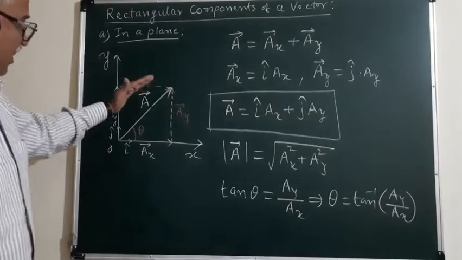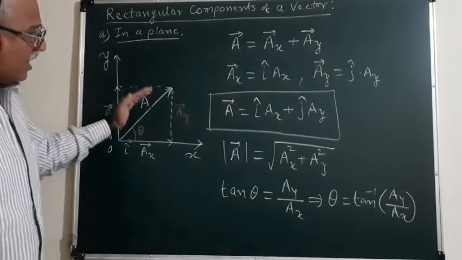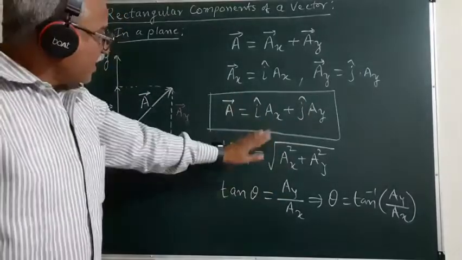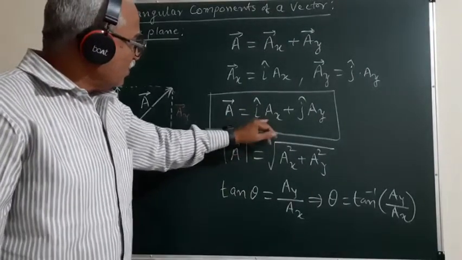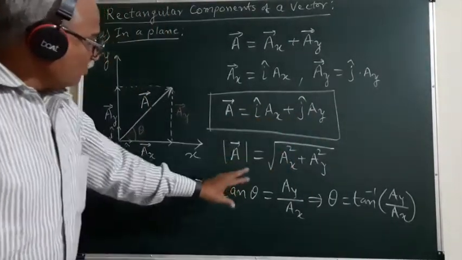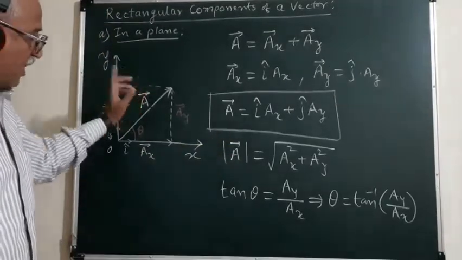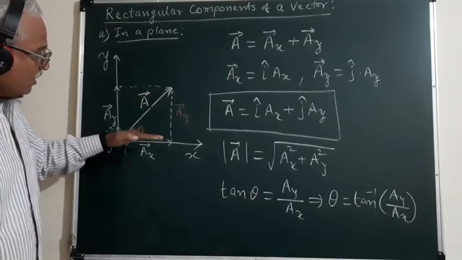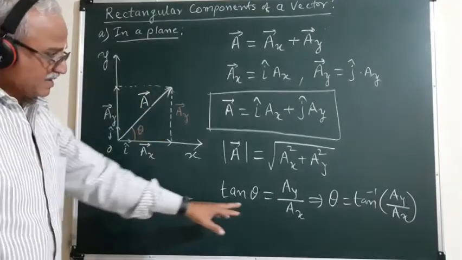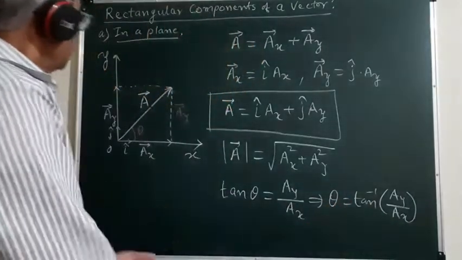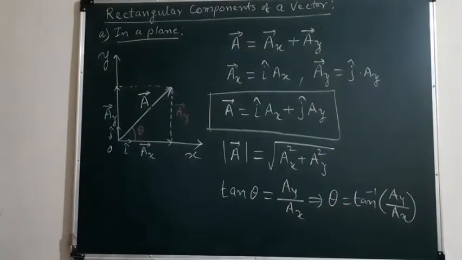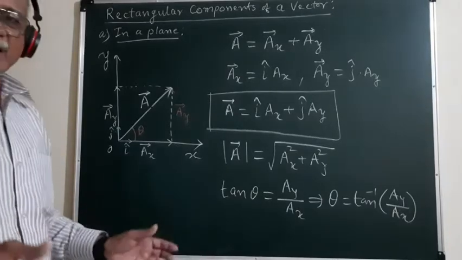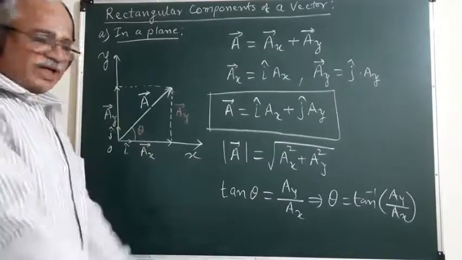So, if the given vector a bar is expressed in terms of its rectangular components, then knowing the magnitudes ax and ay, we can obtain the magnitude of the vector a bar and the angle theta subtended by this vector a bar with the positive direction of x axis by using this relation. So that is how we can express the given vector a bar in terms of its rectangular components in a plane, in xy plane, rather you can say.